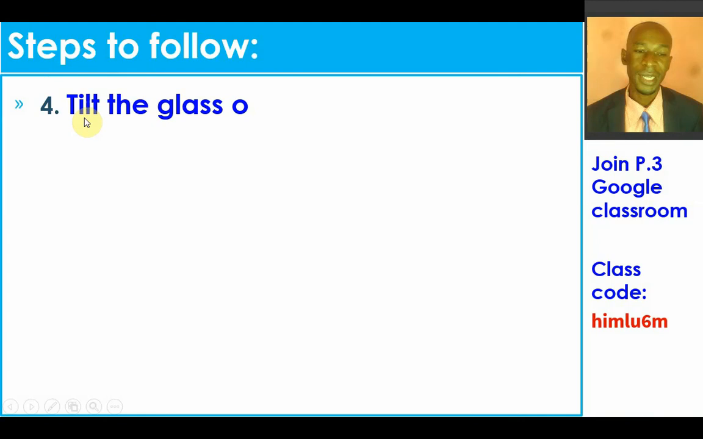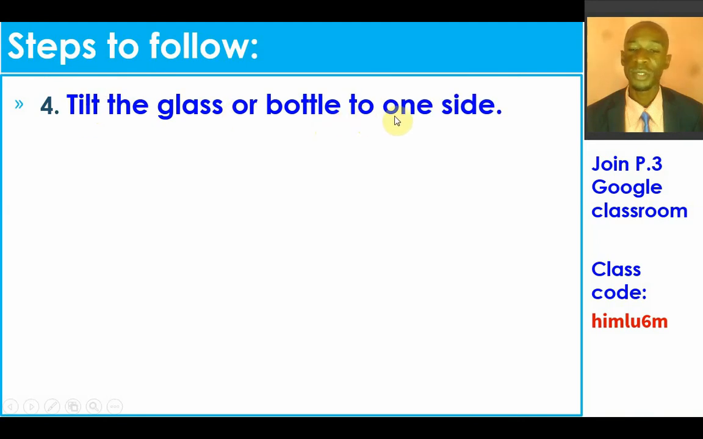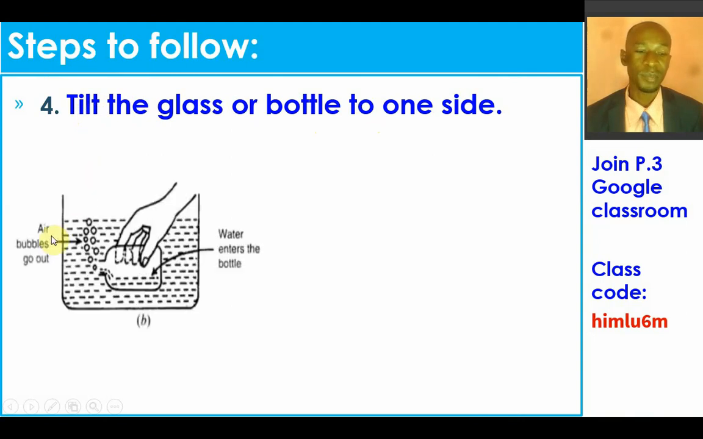So step number 4, I say tilt the glass or bottle to one side. Tilting, I mean bending it to one side, just like you can see in the picture here. You bend it. Before it was upside down. Now it is bent. When you bend it to one side, do you see this? What is this? Air bubbles go out. Now air bubbles are coming out from the bottle, and what is happening next? Water enters the bottle. Look here. You see now water entering into the bottle.